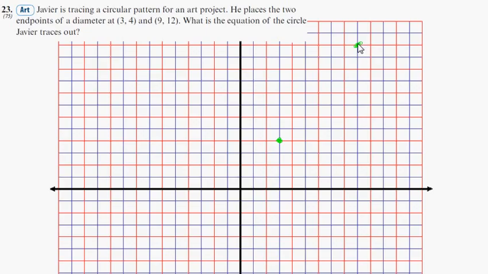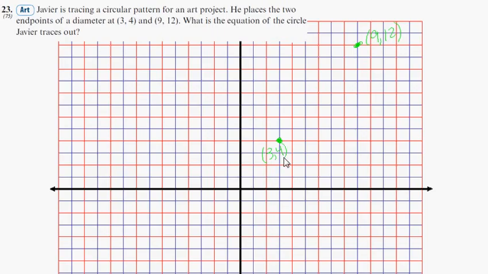Okay, I think I had this right. Let me just check it. 1, 2, 3, 4, 5, 6, 7, 8, 9. 1, 2, 3, 4, 5, 6, 7, 8, 9, 10, 11, 12. Yes. Okay, so here we have 9, 12, and then here we have 3, 4.